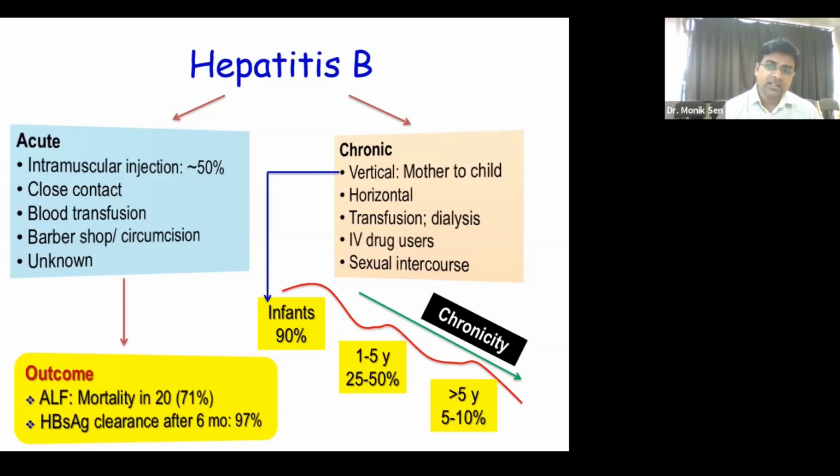Now, the other reasons why chronic hepatitis B can prevail is because of horizontal transmission, transfusion, dialysis, IV drug abusers, sexual intercourse, and things like that. Most of the time, acute patients may clear in a few months, but some of them can die. If they don't clear, then a majority of it may be pushed to a chronic liver disease.